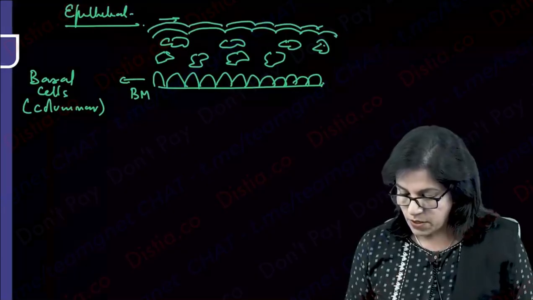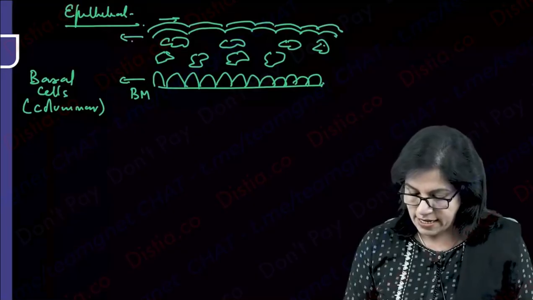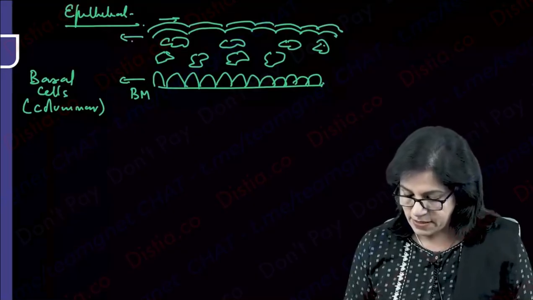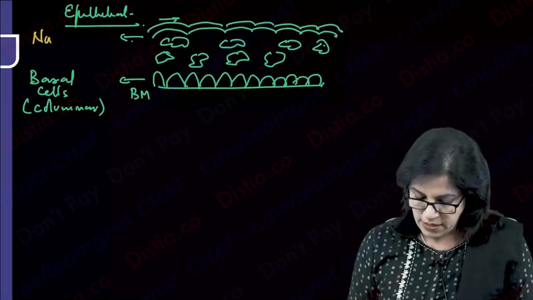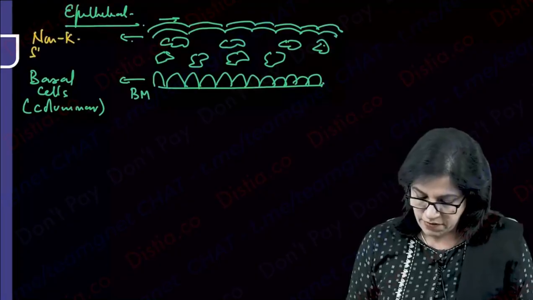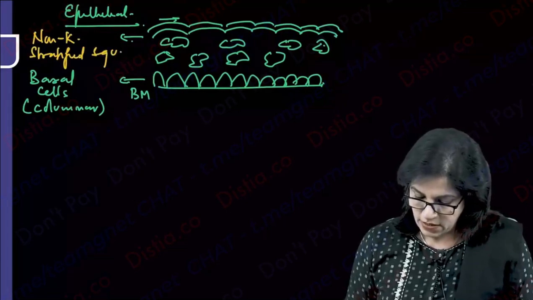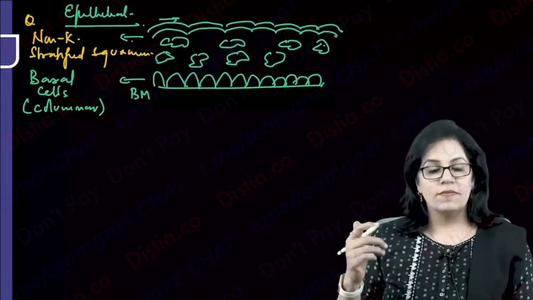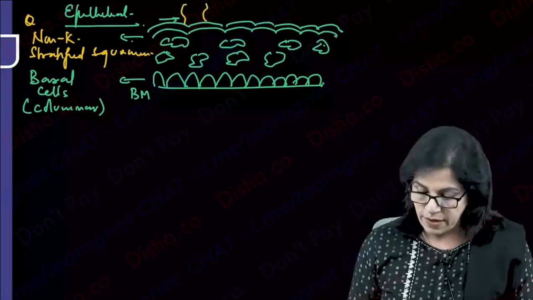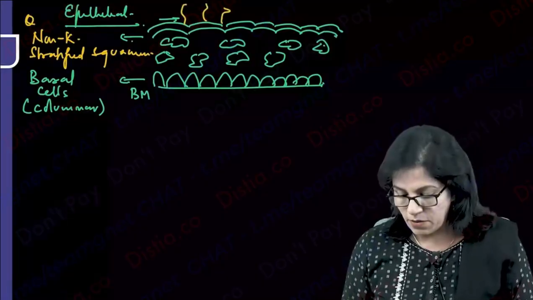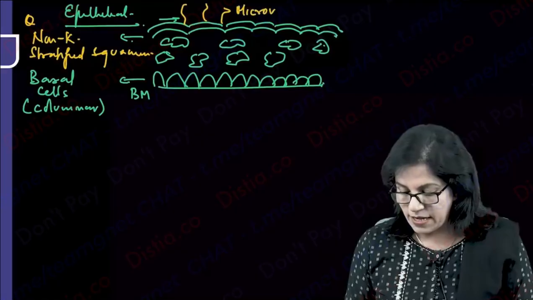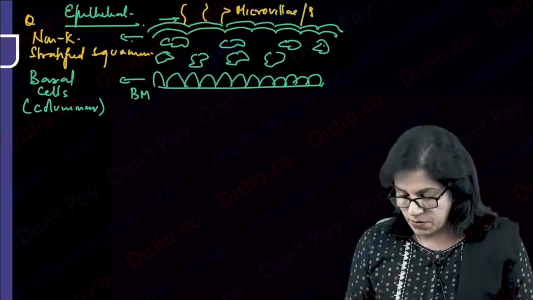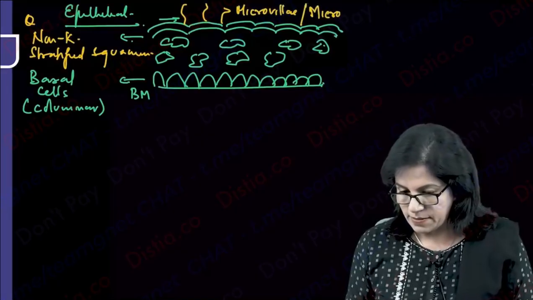I hope you are making the diagram along with me. This stratified squamous epithelium is non-keratinized, just as we learned for conjunctiva. So you will write here non-keratinized stratified squamous epithelium. Or if you put a Q here also, they have asked you this as well. And what is above that are microvilli or microplici. You can say plici or microvilli. So microvilli or microplici.